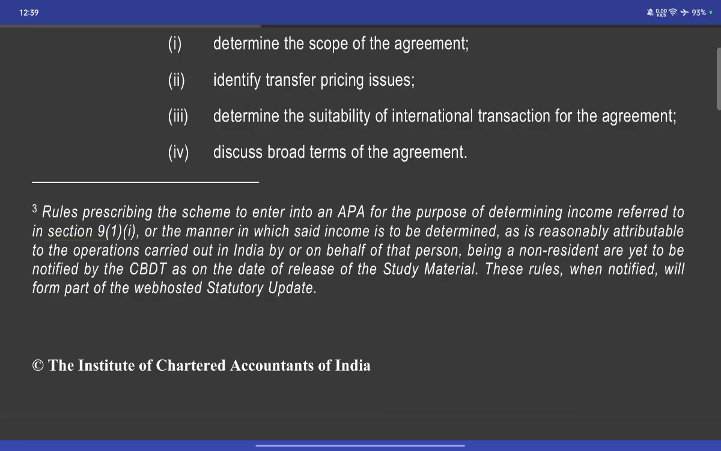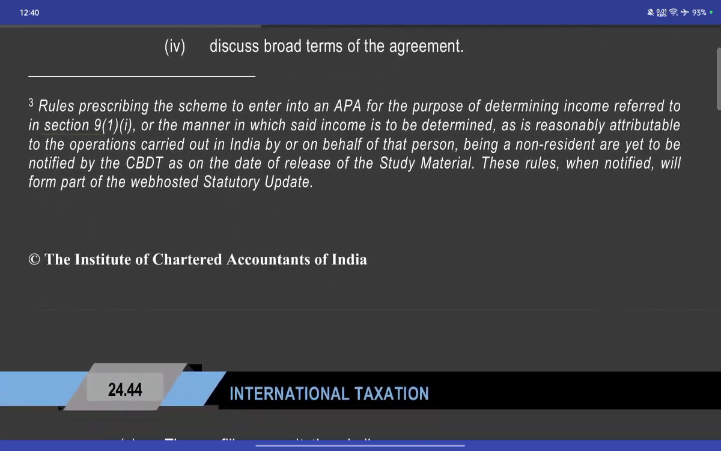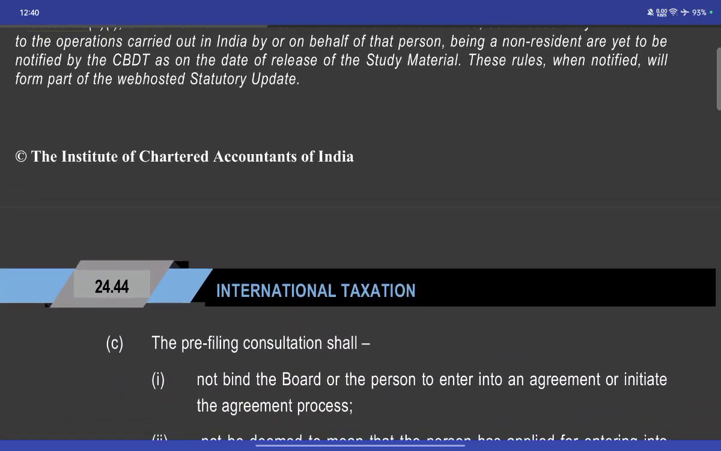The rule prescribes a scheme of entering into an advance transfer pricing agreement for the purpose of determining income referred to in section 9(1) clause 1, as may be said, the income to be determined as reasonably attributable to the operation carried out in India by or on behalf of that person being a non-resident, yet to be notified by the CBDT as of the date of release of this certificate. So rules of notification will be part of the web posted with certificate updates.